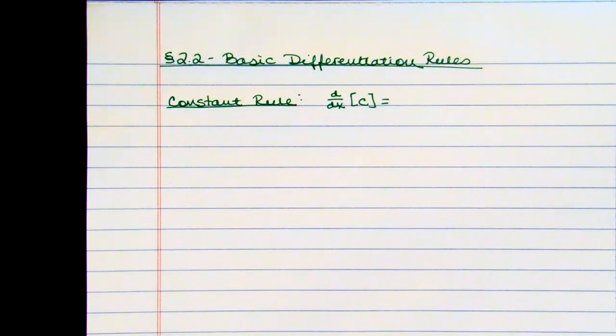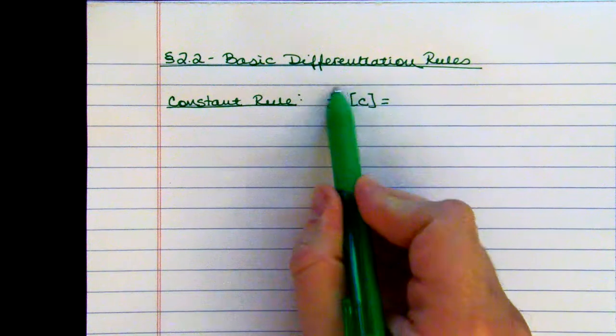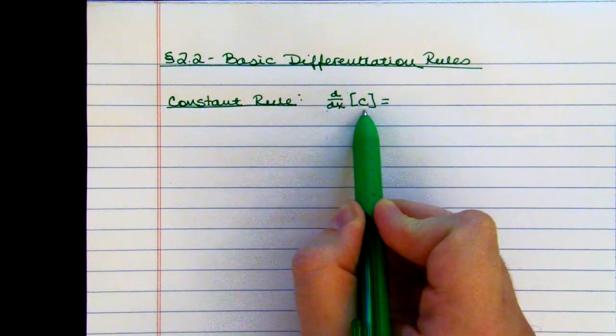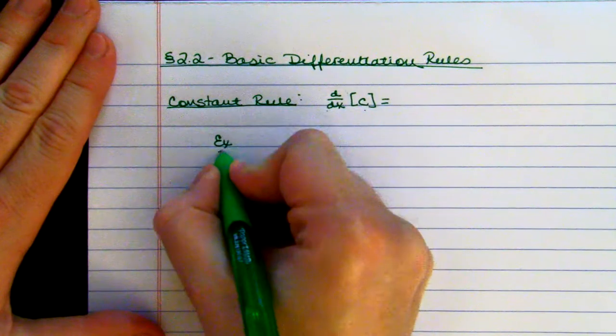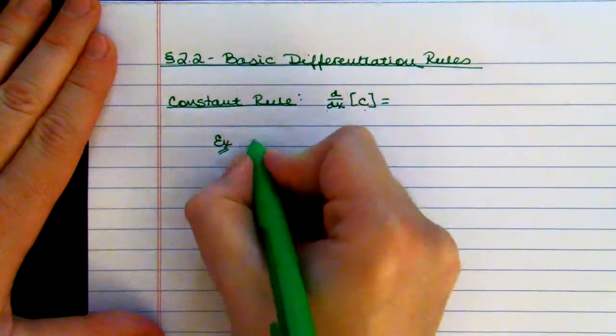So first of all, I'm using my operator notation that I don't think we've used yet, but I introduced on the first day of derivatives. This symbol just means we're going to find the derivative of the thing inside there. The constant rule says the derivative of a constant is, well, we'll figure that out.